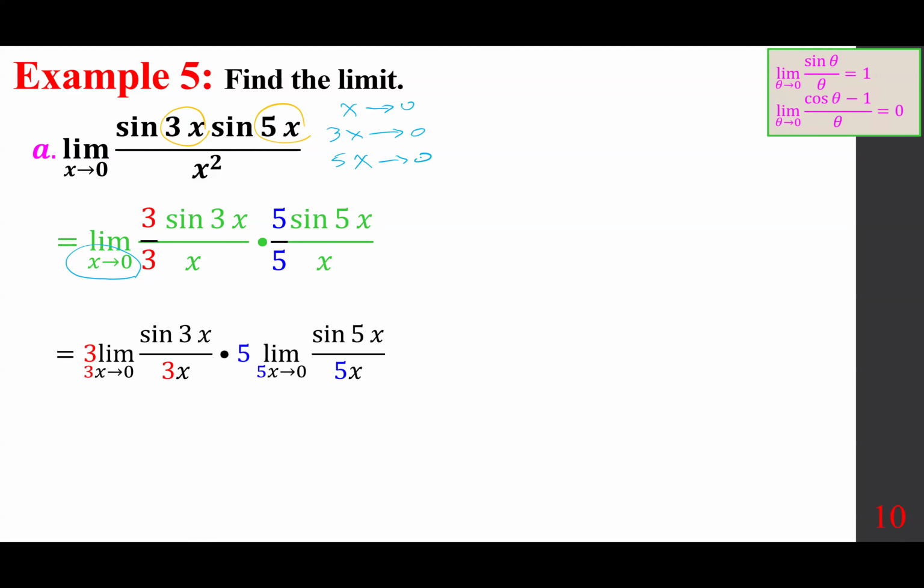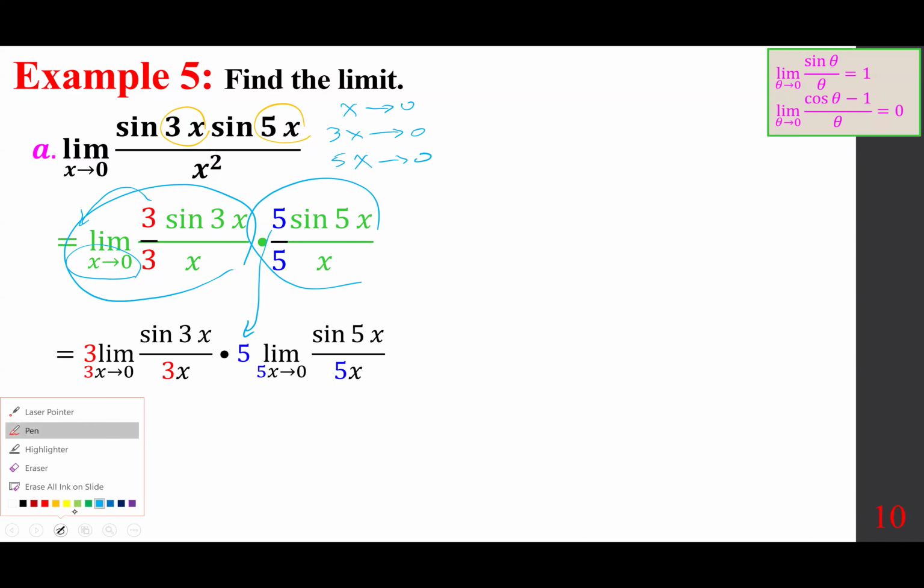Now, it's very important that when you look at this part, you can take this 3 out. When you look at this one, you can take the 5 out. But when you look at this one and this one and this one, they must be identical. That's why I changed this x to 3x. This one and this one and this one must be identical, and it is.